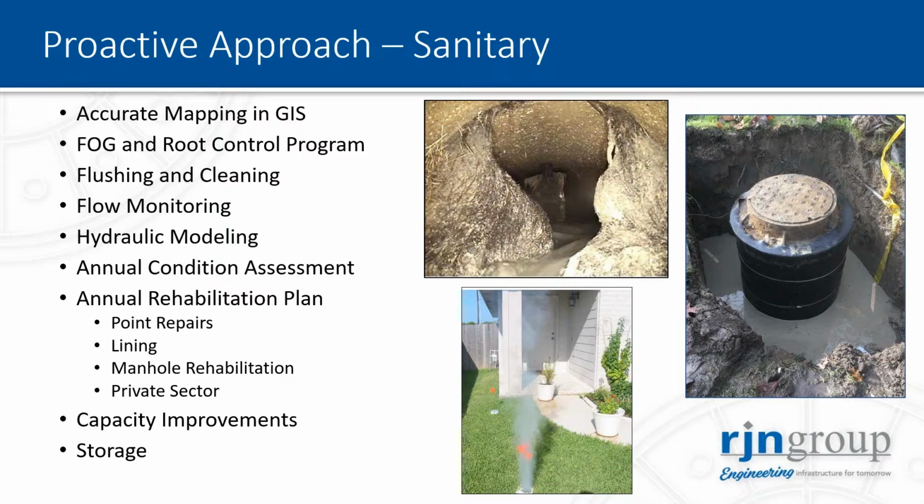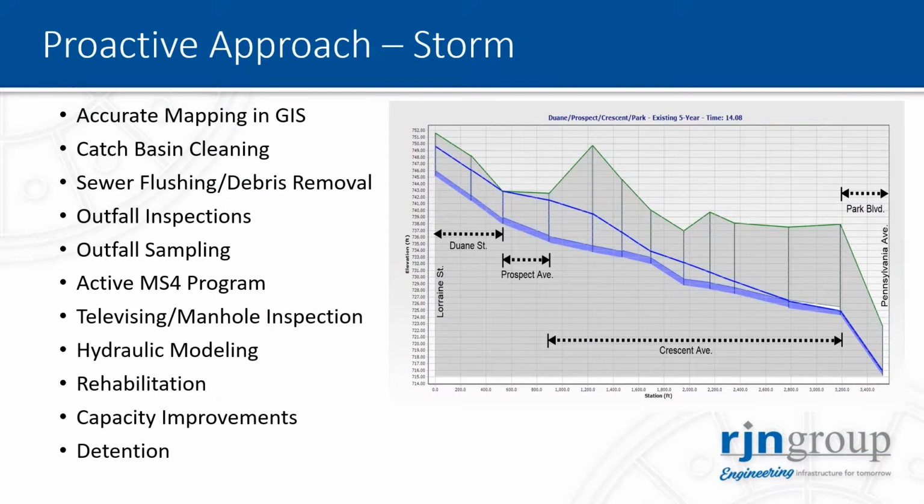And obviously, in some cases, you may need to do even a little bit more than that if you have some capacity issues. Certainly on the storm side, I think there's lots you can do on the proactive side. Certainly cleaning, many of you do clean your catch basins out. Maybe do some sewer flushing to remove any debris that's built up to maintain your capacity. A lot of you have MS4 programs that may involve evaluating things with your outfalls, maybe even doing some sampling within that. And so those are certainly important to do.